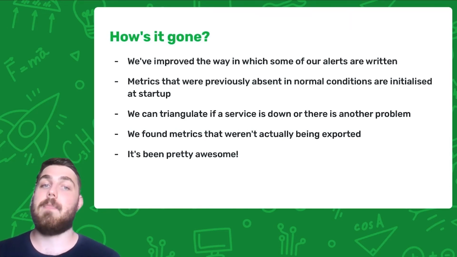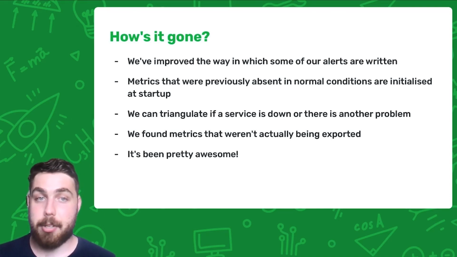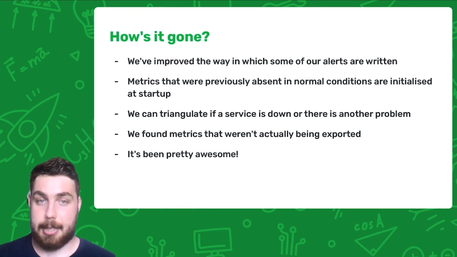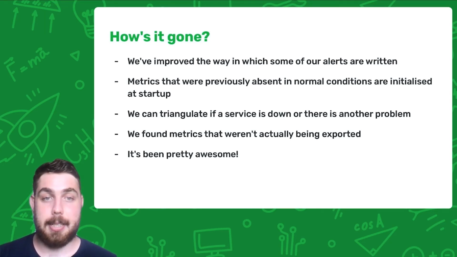We've also changed the startup of some of our services to initialize important counters to 0, particularly for things like error counts, which under normal conditions, these metrics would be absent, but we really care if they go away because our error alerts aren't going to work anymore. This is a bit of a trade-off. So by initializing these metrics to 0, we're circumventing the way that Prometheus lazily creates time series to save space and improve performance. But we haven't done this in very many cases, and we haven't noticed any impact on Prometheus's performance.